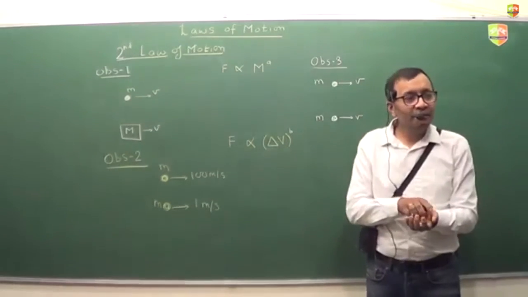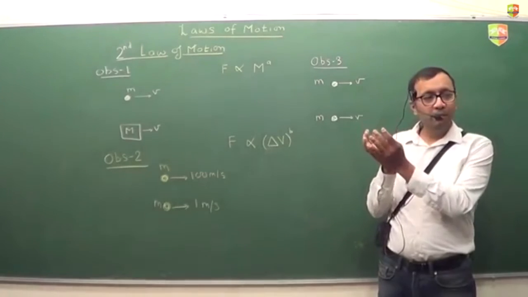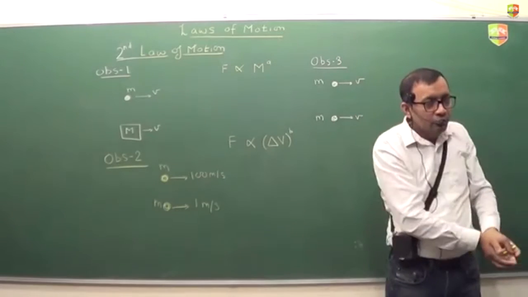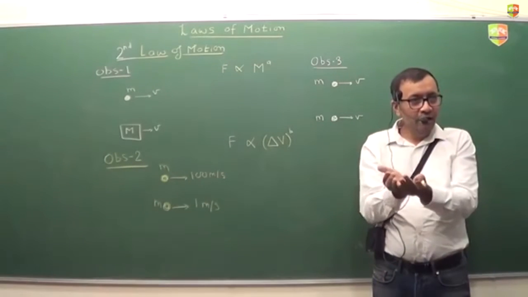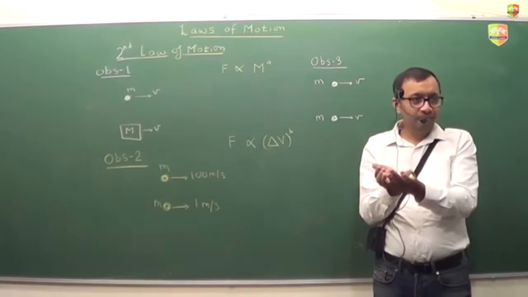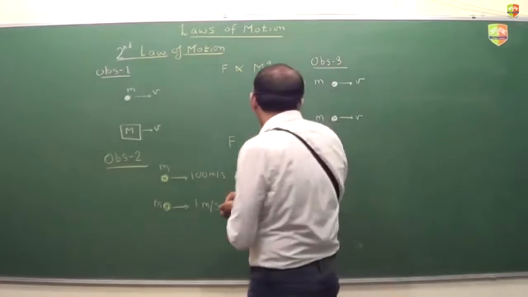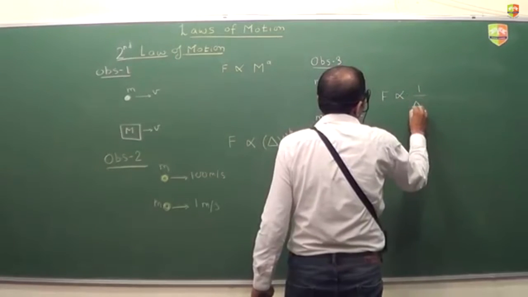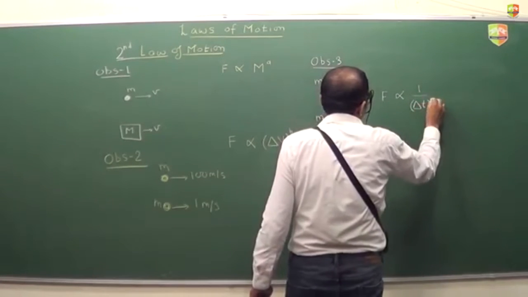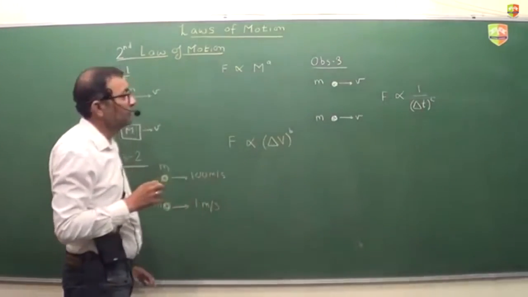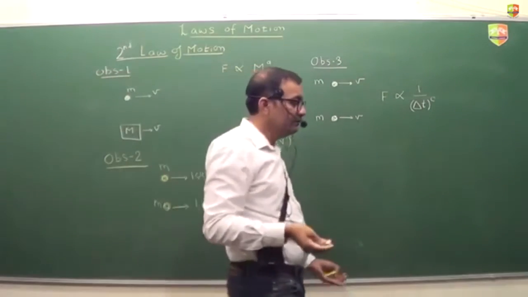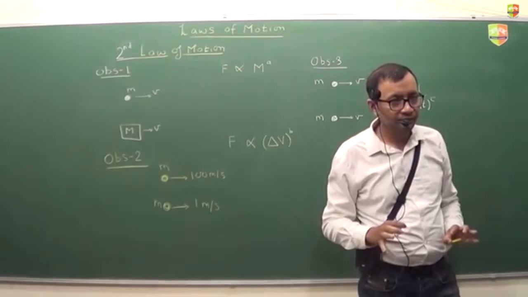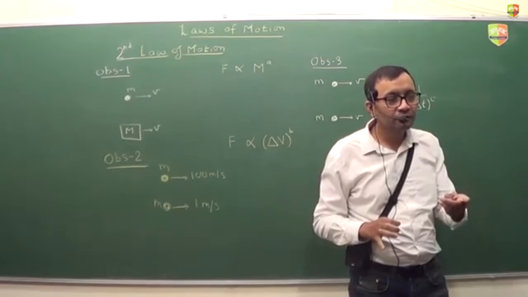Isn't it? So another example is when a cricketer catches the ball. He does like this. He follows the motion of the ball, so that the effort required by his hand to stop the ball is less. So force is inversely proportional to delta T raised to power C. Got it? So these are the three observations which must be true whatever equation you come out with. Okay, any doubts?